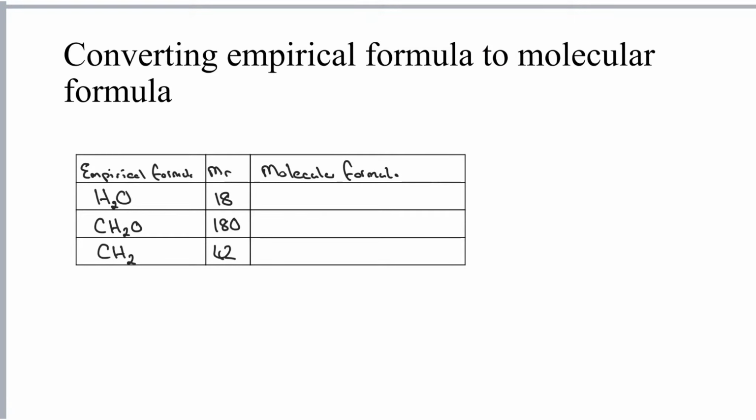Now, we can work out a molecular formula if we've got an empirical formula given for us, and we've also got an MR value, a relative formula mass. This is how we do it. First thing you've got to do is to work out the relative formula mass of the empirical formula. So for example, for H2O, we've got 2 hydrogens and 1 oxygen, so the relative atomic masses are 1 for hydrogen, but there's 2 hydrogens, and 16 for oxygen, giving us 18.